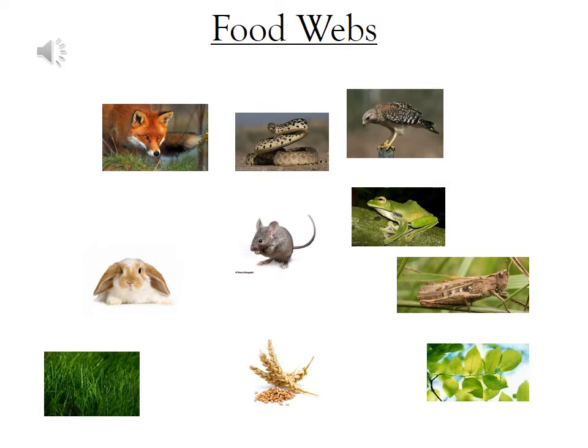I'd like you to just look, you don't need to draw this out just yet, just look at the animals and the plants on this slide and think about which animals eat which other animals, there can be more than one, and which animals eat the plants, and there can be more than one there. Just have a little think about it, see if you can make any links.